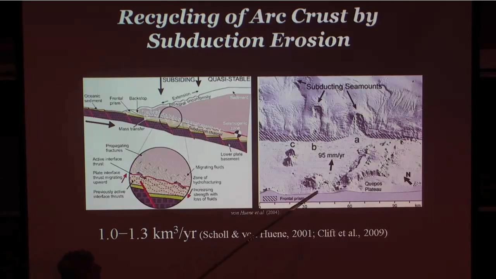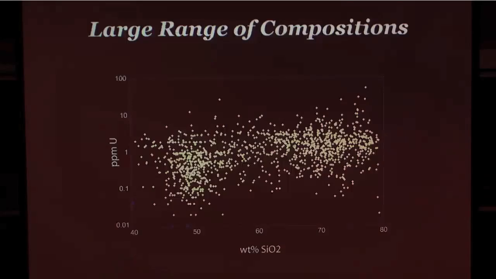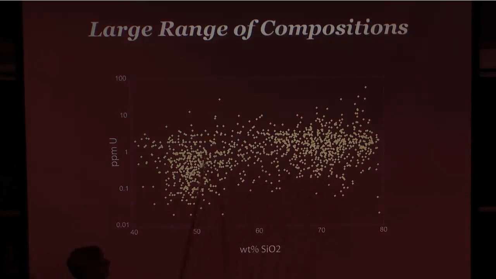And here's a sea beam image of some seamounts here that are whacking away at the hanging wall and ripping off chunks of it and taking it down into Earth. And again, I want to emphasize that what's going down is a big range of rock types, from rocks that are relatively low in silica to rocks that are relatively high in silica. And this represents essentially the entire range of igneous compositions known on Earth, basically getting mixed back down into the mantle.